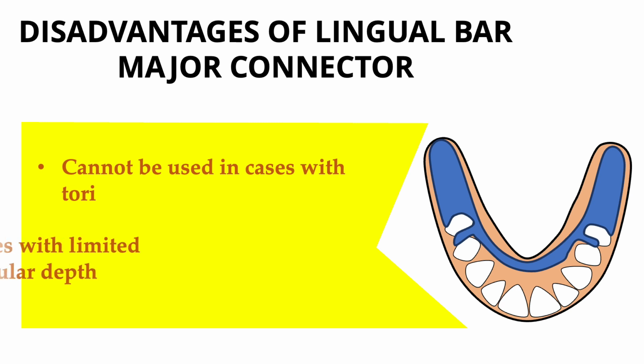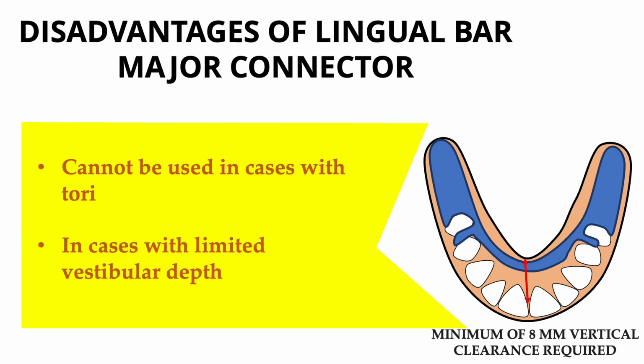It also cannot be used in cases with limited vestibular depth, as we know we require a minimum of 8 mm vertical clearance. In case of minimum vestibular depth, the connector tends to flex because the thickness of the connector is decreased in case of less vestibular depth. So the tendency of the connector to flex is more. So we require at least 8 mm of vertical clearance from the floor of the mouth.